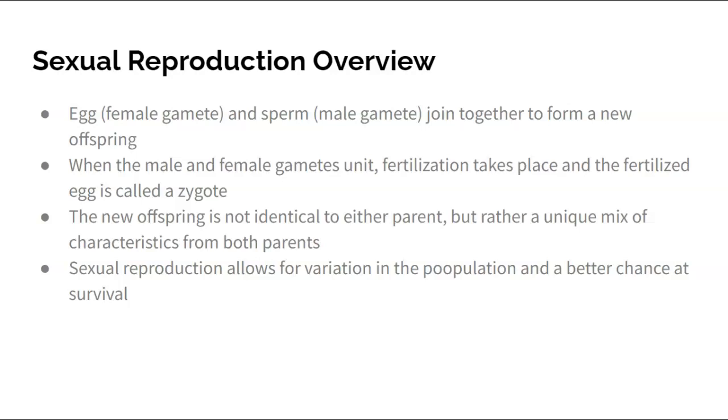When you actually create a fertilized egg, it is no longer called a fertilized egg, it is now called a zygote. The new offspring is not identical to either parent, but rather a unique mix of characteristics from both parents. This is why you do not look identical to your parents, but you probably look similar, right? You're still working with the same traits that they are, but it's a mix of both mom and dad. So sexual reproduction allows for variation in the population and a better chance at survival. So the more variation a population has, the better chance they will survive.